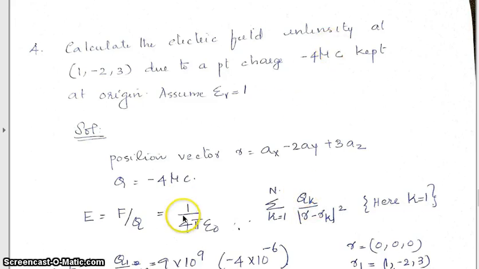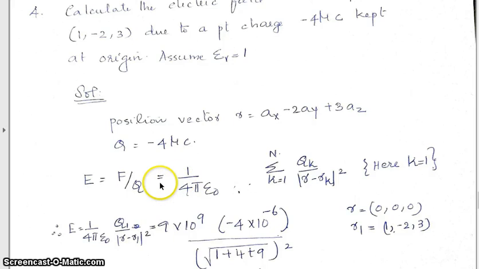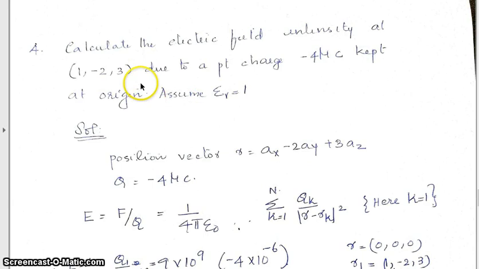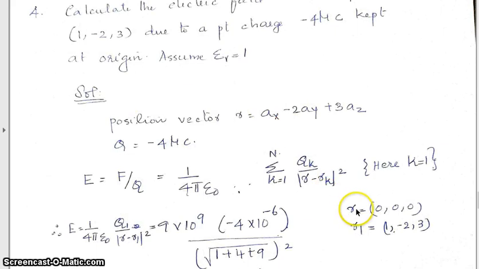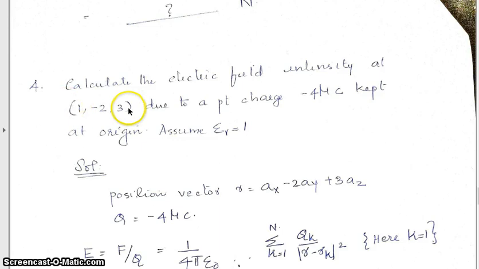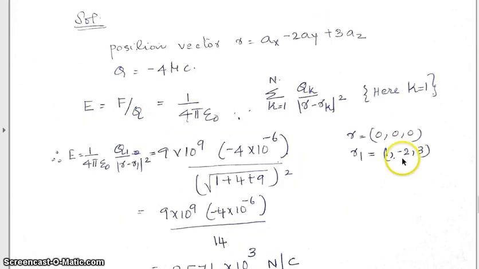Okay, so I can rewrite the expression as E is equal to 1 by 4 pi epsilon 0, Q1 by magnitude of R minus R1, the whole square. You know 1 by 4 pi epsilon is 9 into 10 raised to 9, and Q is minus 4 into 10 raised to minus 6, and R minus Rk, what is R? R is the position of the 4 microcoulomb charge, which is kept at the origin. So R is equal to 0, the coordinate is 0, 0, 0, and R1 is this position vector, that is ax minus 2 ay plus 3 az.